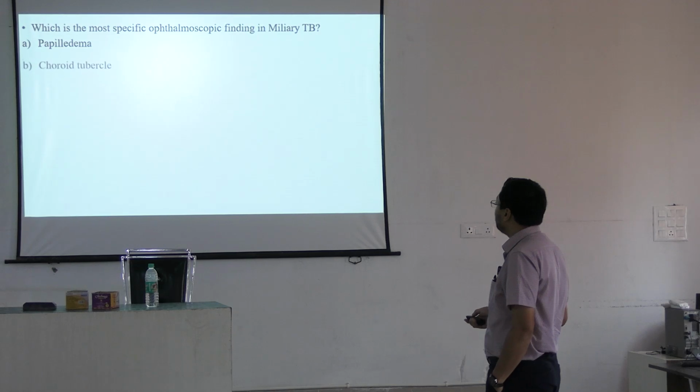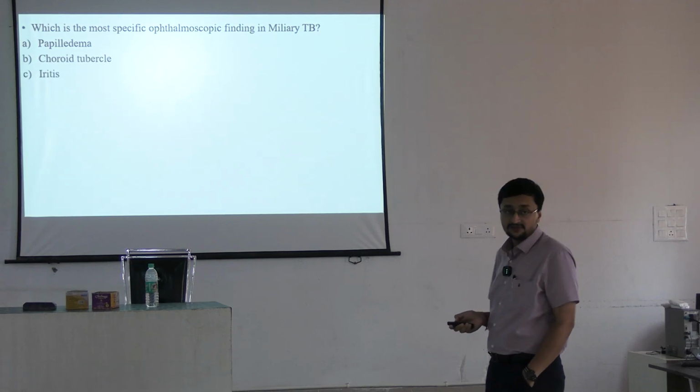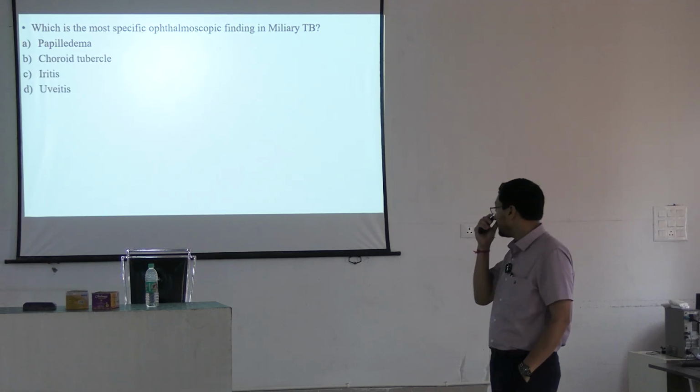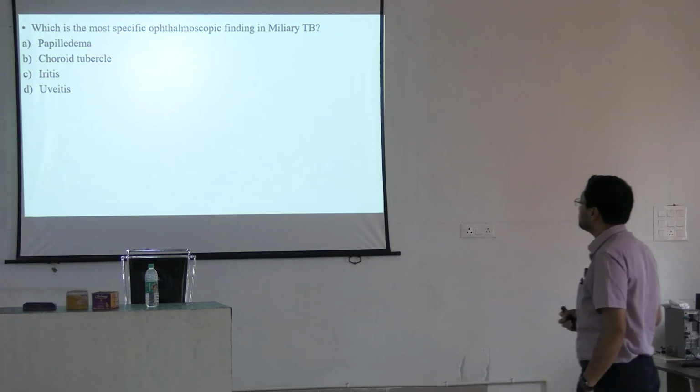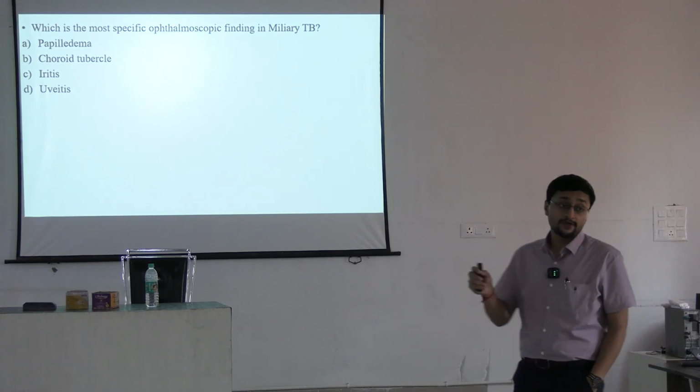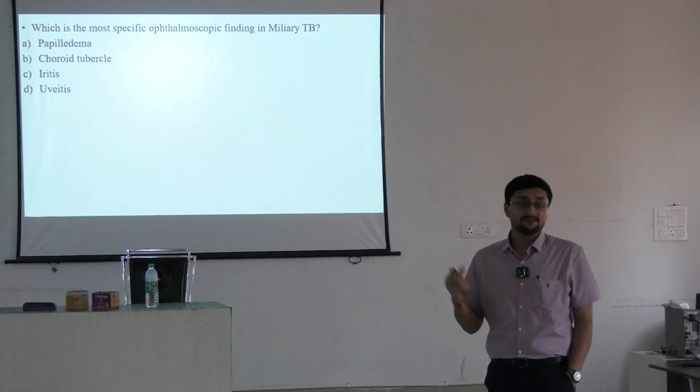Most specific ophthalmoscopic finding in miliary tuberculosis, is it papilledema, is it choroid tubercle, iritis or uveitis? Yes, the most specific one is choroid tubercle and the most common one is papilledema.